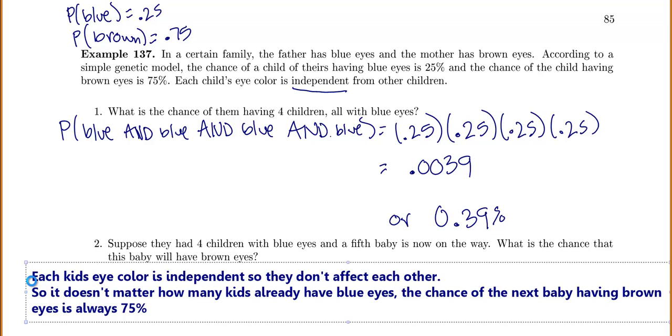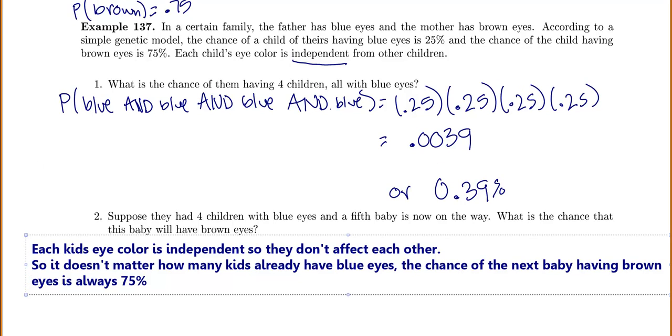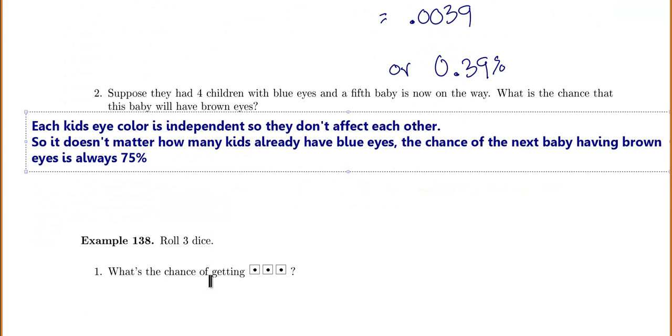We did say for a certain family. That's not saying that due to genetics babies' eye colors are always independent. That may or may not be true. I'm not a geneticist. But for this problem, because we said they're independent, the chance of the next baby having brown eyes is always 75%, no matter how many kids already have blue eyes.